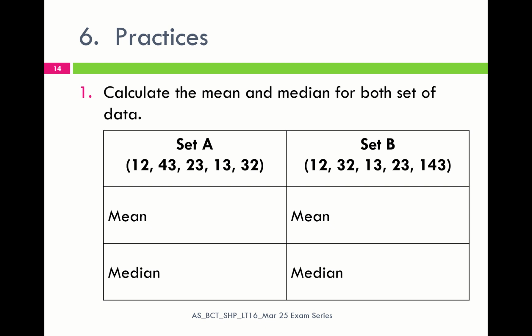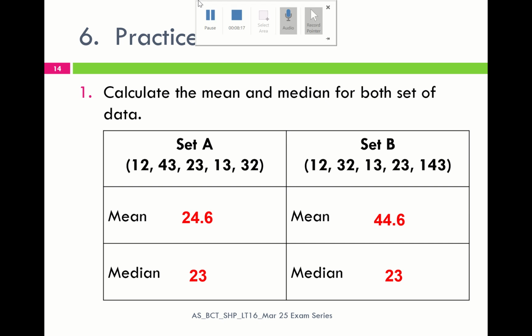Okay, let's do this very quickly. Just calculate the mean, you should get this. Median, rearrange first. Don't forget, this is not in order, but regardless, if you rearrange, it's still 23. Median, 23. So you can see here that the mean is affected by the outlier, which is 143, whereas median is still the same for both sets.